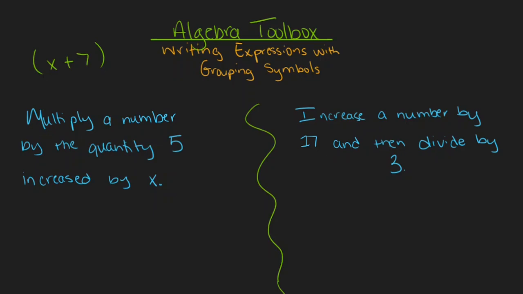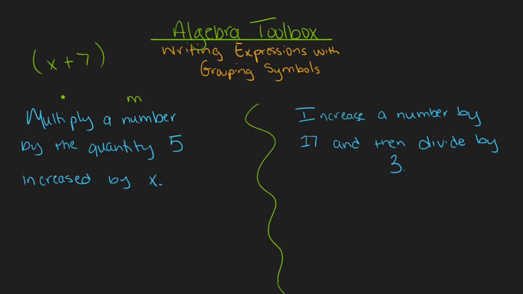First, I see multiply, so I know at some point during this problem, I'll be doing multiplication. Then our next phrase is a number. I don't know what that number is, so I'm going to have to use a variable to represent this question mark of a value. You can choose any variable you want to. I feel like using an m for now. All right, so I'm going to multiply m by the quantity.